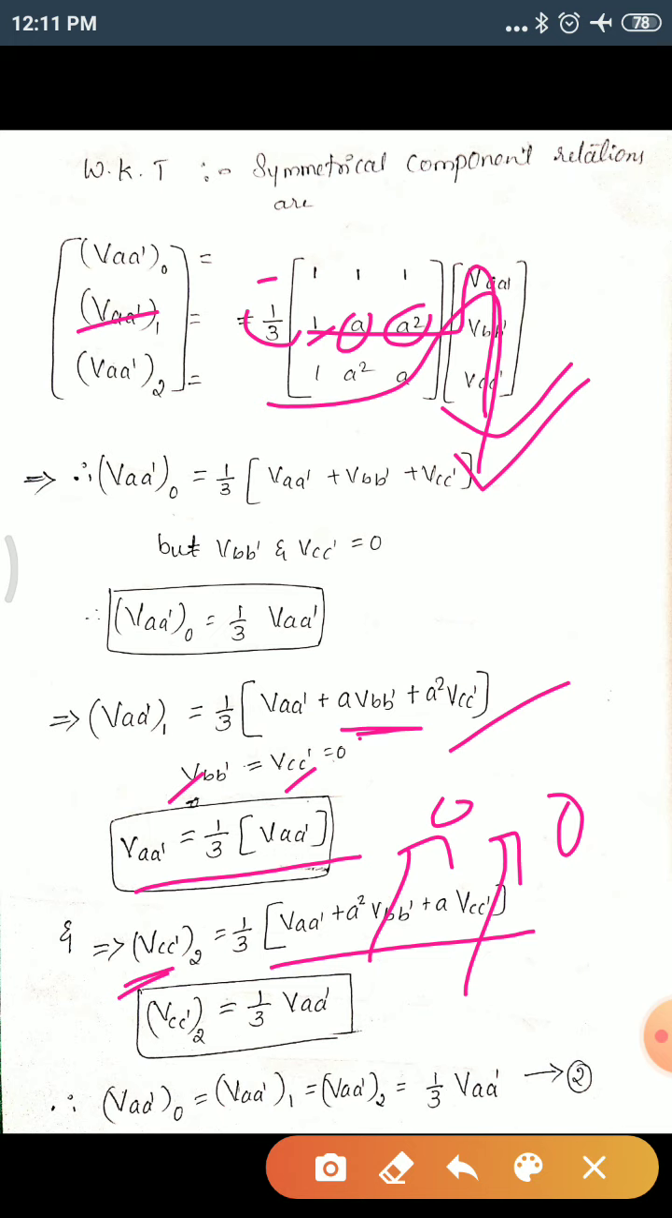Observe these three: the zero, positive and negative sequence voltages of VAA dash are all equal to 1/3 of VAA dash. Let's call this equation number 2.